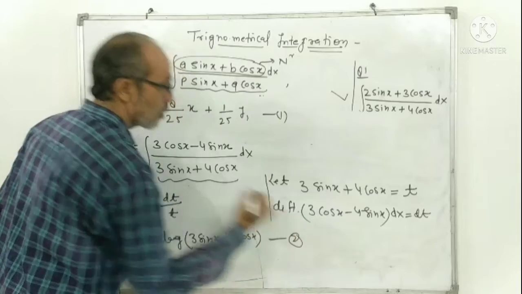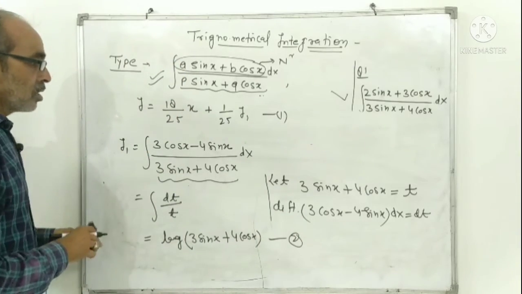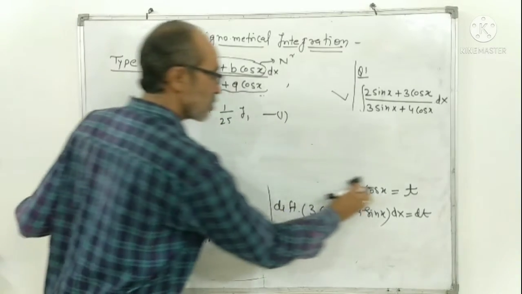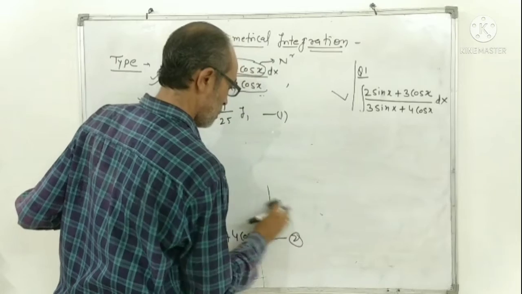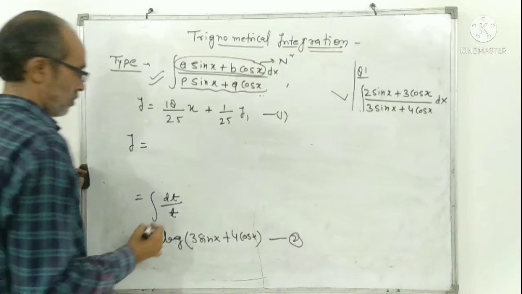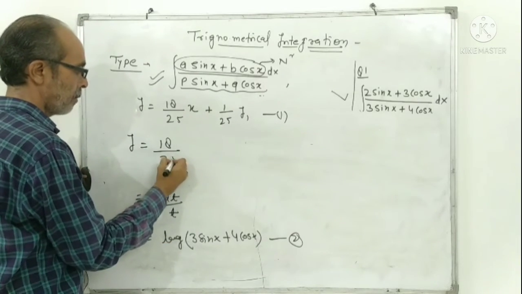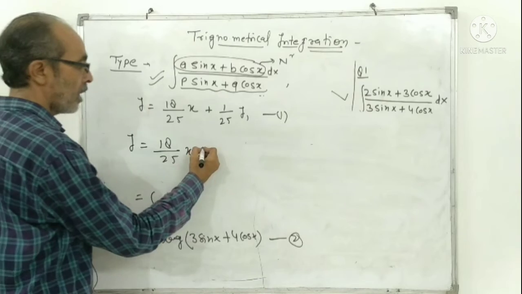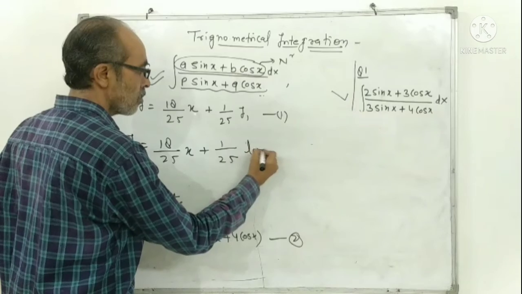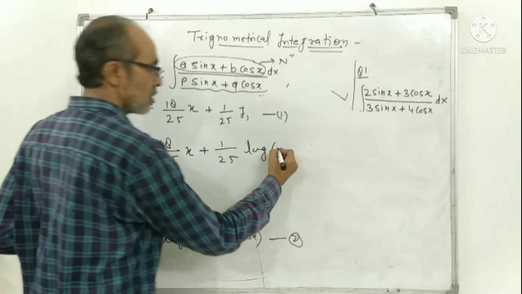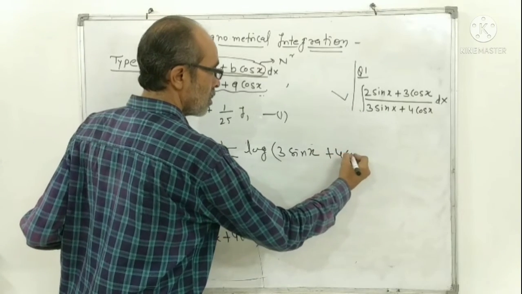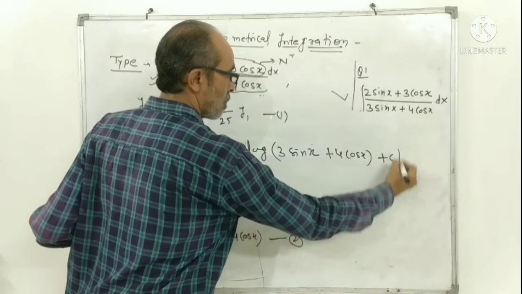This is our equation number 2, and by 1 and 2 the final answer is: the integral I is equal to 18 divided by 25 x plus 1 upon 25 times I1, and I1 is equal to log of 3 sin x plus 4 cos x, plus constant c.